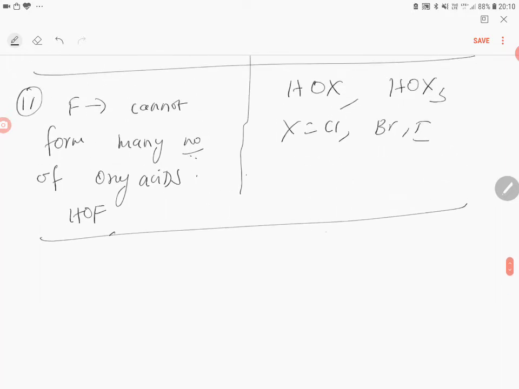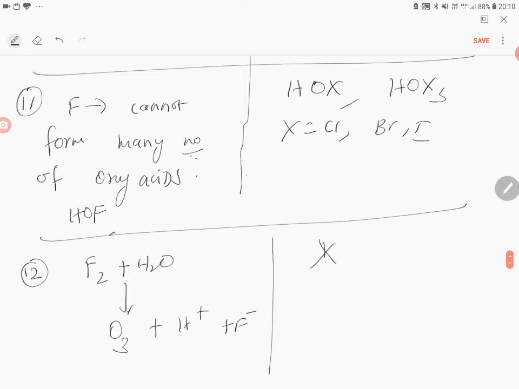Next, reaction with water. When fluorine reacts with water, you have the formation of ozone, whereas other halogens, when reacting with water, cannot form ozone.